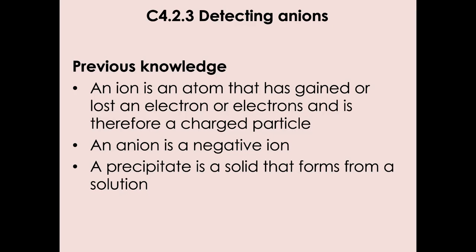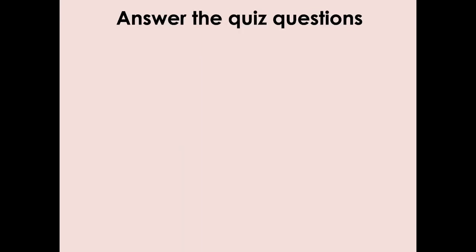ion is an atom that's gained or lost an electron or electrons and is therefore a charged particle. And last lesson we talked about cations, which are positive ions. Today we're going to talk about anions, which are negative ions. And we also need to know that a precipitate is a solid that forms from a solution, but again, we learned this last lesson. So before we start, you need to answer the quiz questions. If you're watching the interactive video, they'll come up now.